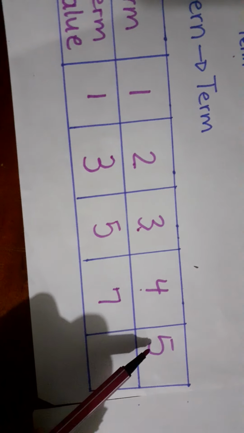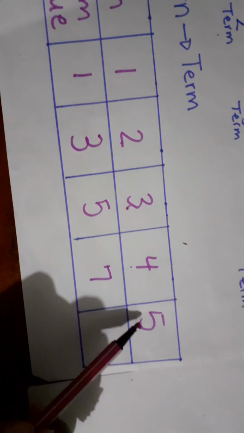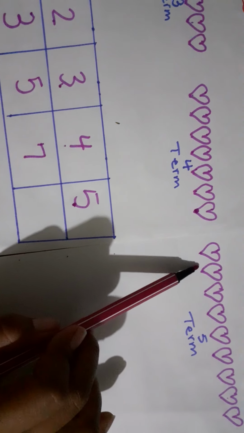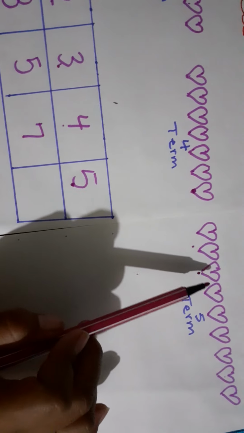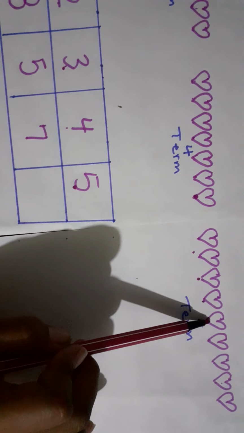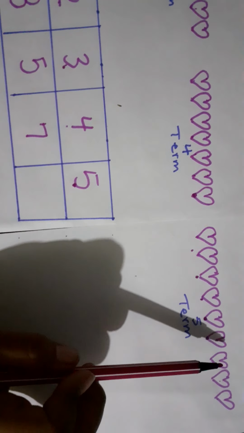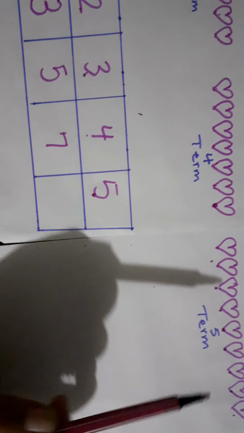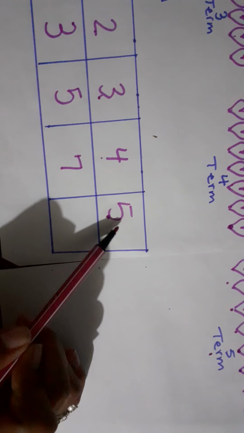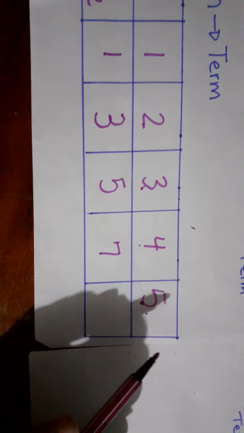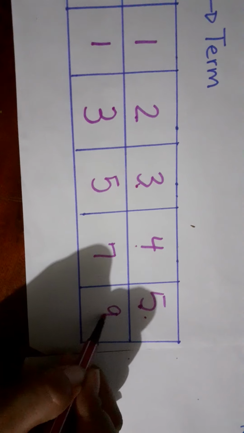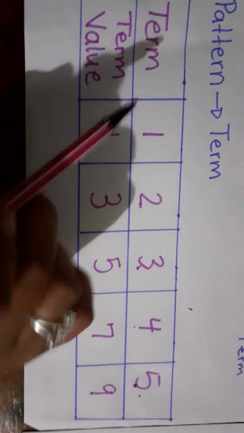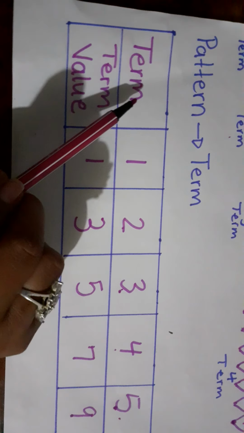Now the fifth term. Let's count how many hearts are there in the fifth term. 1, 2, 3, 4, 5, 6, 7, 8, 9. So under the fifth term here, I'm going to write 9.